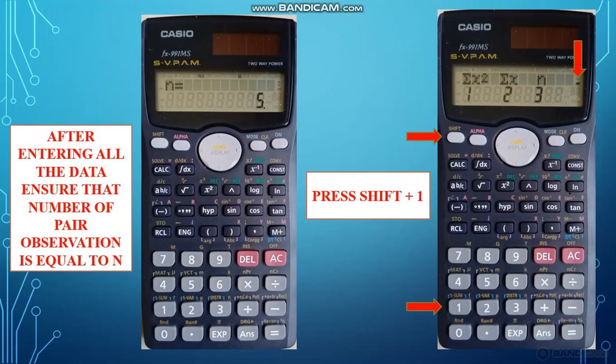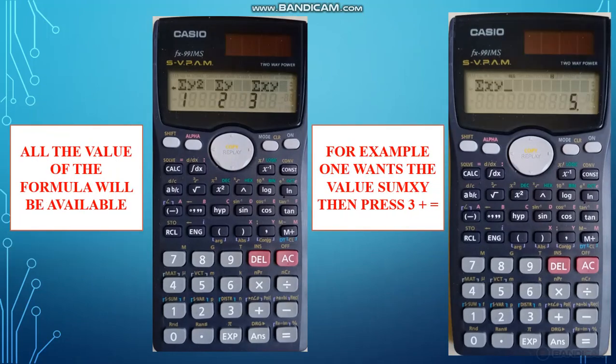After entering all the data, ensure that the number of pairs of observations is equal to n. Here we have 5 pairs of observations in the problem, so n is equal to 5. After entering the data, you press shift plus 1. You will get data like this: summation of x squared, summation of x, n, like this. So all the values of the formula will be available.